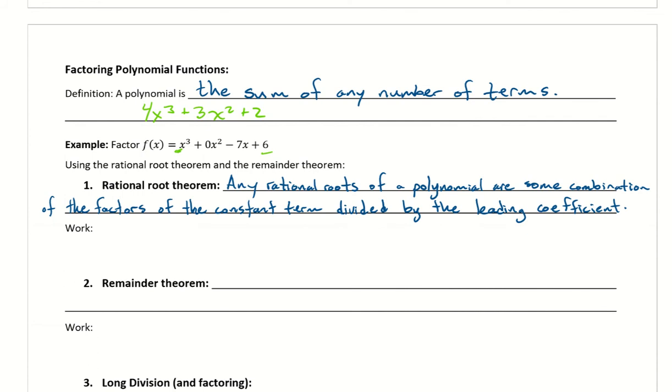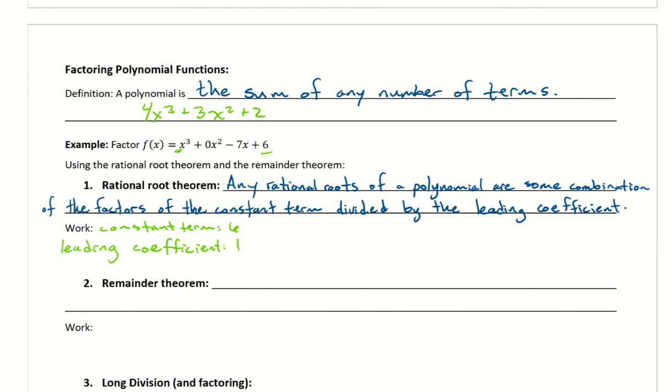So the constant term is 6. It's that 6 at the end. Because there's no x, that means it's constant. X changes, but if there's no x, then it doesn't change. And then factors of the constant term divided by the leading coefficient. The leading coefficient is going to be 1, because it's 1 times x cubed.